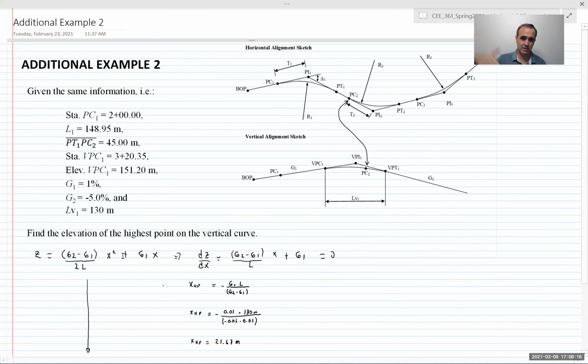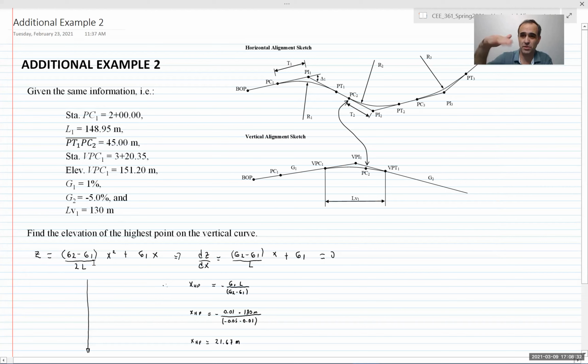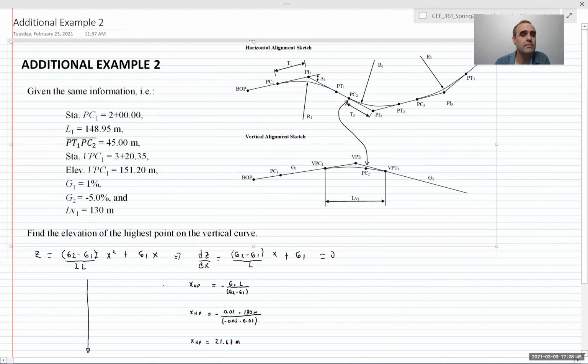If it were a sag vertical curve, I would ask, what's the location of the lowest point? As long as you change grades. If you don't change grades, then you will not have to do this, okay? So if the road changes grade on that vertical curve, at some point it's going to reach a maximum or a minimum. So in this case, we will reach a maximum because we go from a positive grade to a negative grade. So we take our quadratic equation, and we take the derivative of C with respect to X, and that gives me a condition for a maximum.